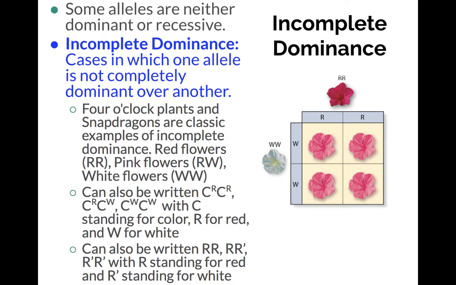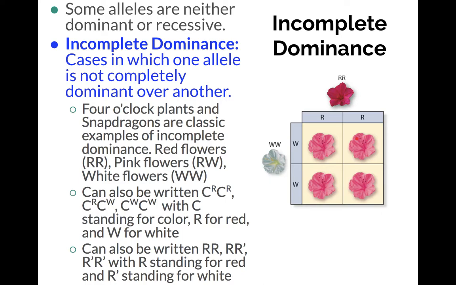So our first scenario, we're going to look at incomplete dominance. So some alleles are neither dominant or recessive. So here's your definition, and incomplete dominance is cases in which one allele is not completely dominant over another. A classic example of incomplete dominance are 4 o'clock plants and snapdragons. And here's a good Punnett square, but red flowers and white flowers, when mixed, can make pink flowers. So this is kind of showing that one allele is not completely dominant over the other.